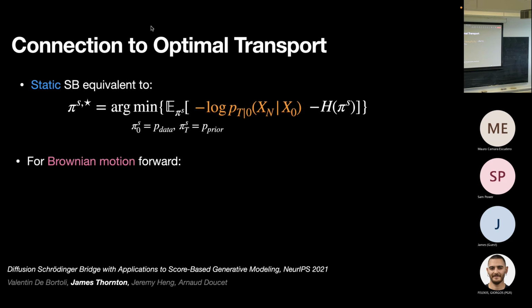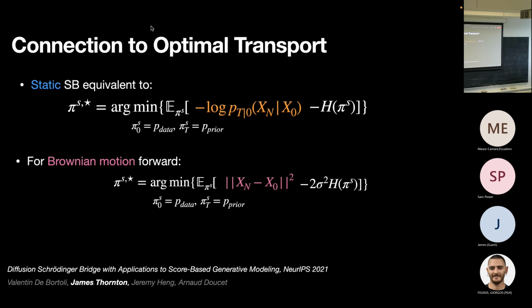So what does this look like for Brownian motion? It's just an L2 cost, so this recovers your regularized Wasserstein distance. The sigma here is the standard deviation of your terminal distribution. The negative log of pi T given 0 will be the norm of x_T minus x_0 divided by sigma squared, and then just multiply everything by sigma squared.